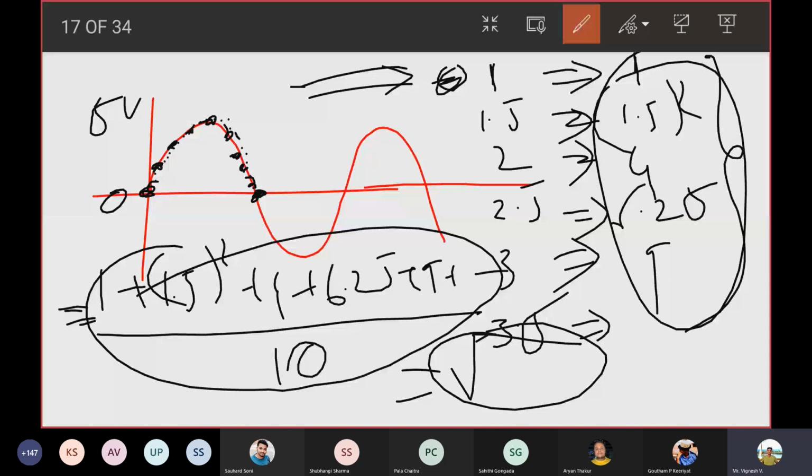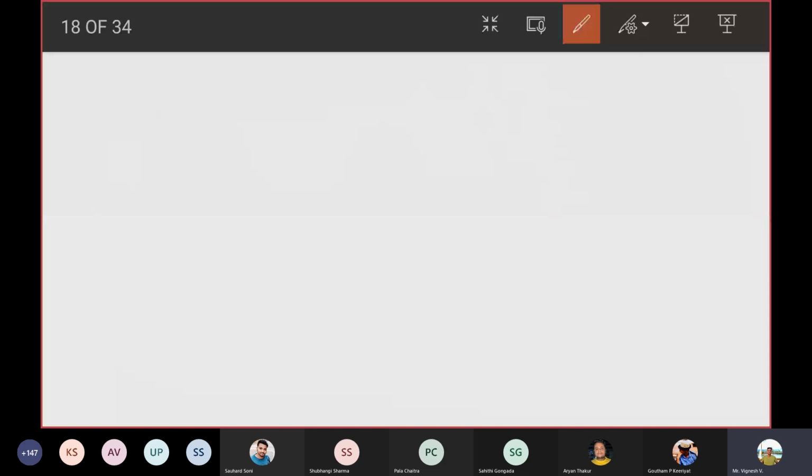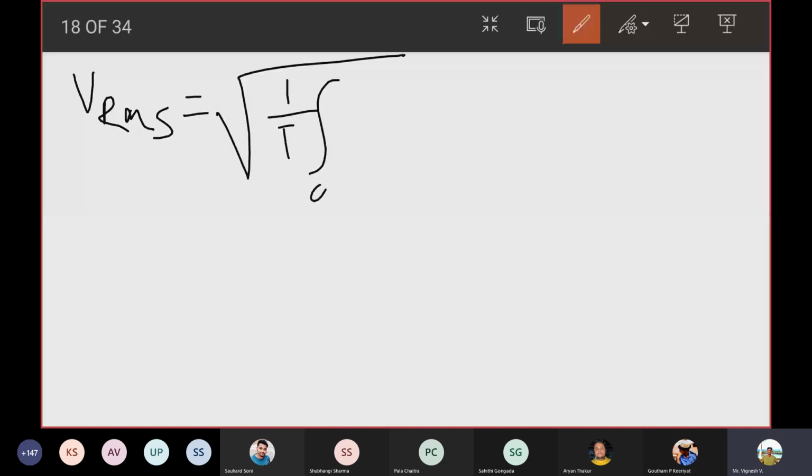So let us find out what is the RMS value for the half wave rectifier that you have. Let us find out VRMS for half wave rectifier. The formula is square root of 1 by T, integral 0 to T, v square t dt.